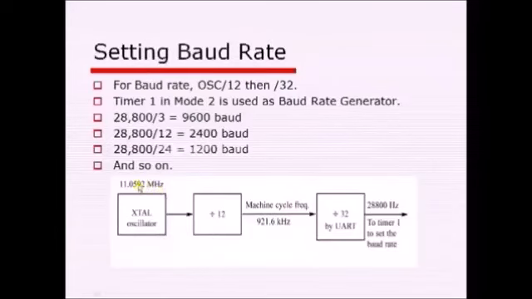This is how the internal hardware looks, where the crystal frequency is given through a divide by 12 circuit, and this 921.6 kilohertz will be given to the UART. Internally in the UART we have a divide by 32 circuit, therefore it will divide the incoming frequency 921.6 kilohertz by 32, and the output frequency 28,800 hertz will be given as the clock input to timer 1. So that is why we can only set the baud rate with the help of timer 1 but not with timer 0.